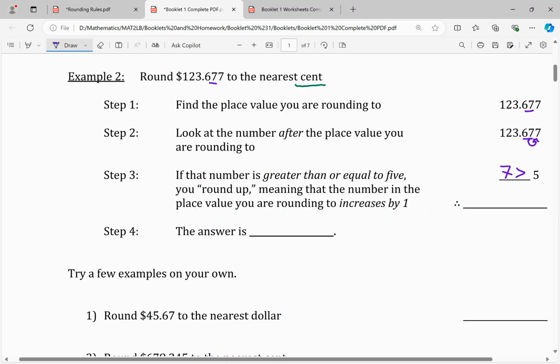Therefore, our 7, the first 7 that we're rounding, is going to go up to an 8, giving us 123.68, and then everything after that 8 is going to become a 0, which you can choose to include or choose not to include. So final answer, $123.68.